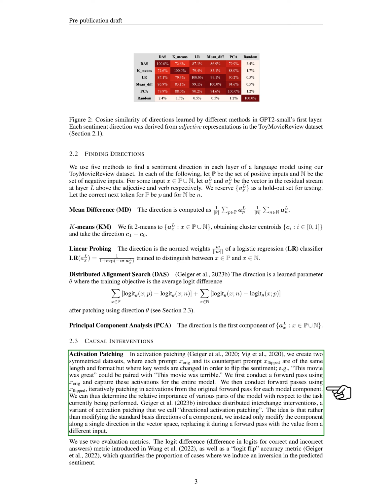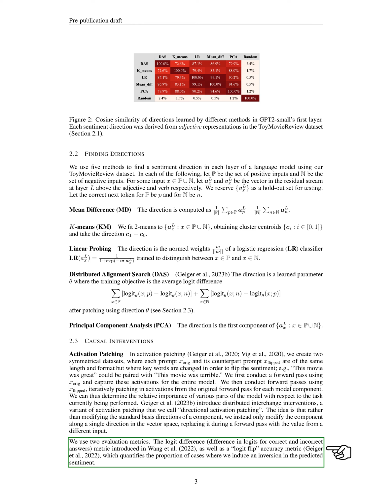Activation patching is a technique where we create two similar datasets, but with keywords changed to flip the sentiment. We then compare the model's responses to these datasets to determine the relative importance of various parts of the model. We also introduce a variant of activation patching called directional activation patching. Here, we only modify a component along a single direction in the vector space.